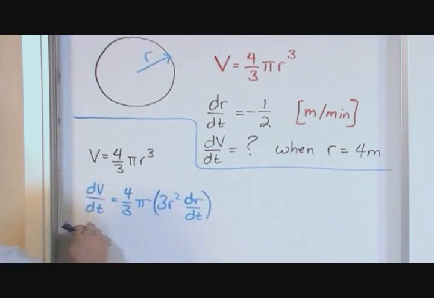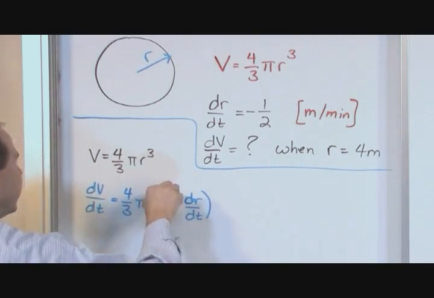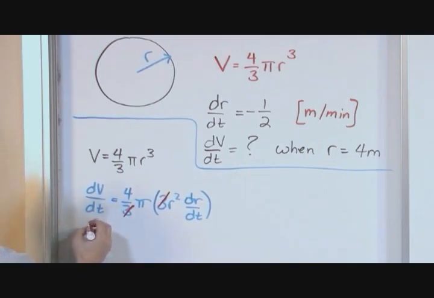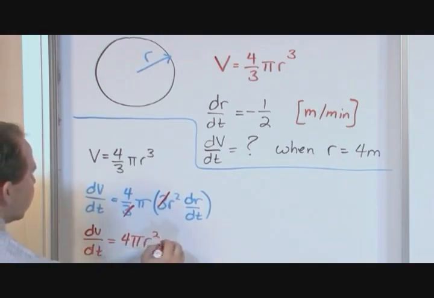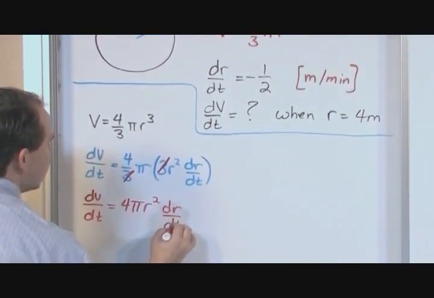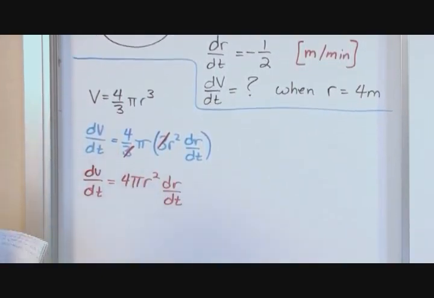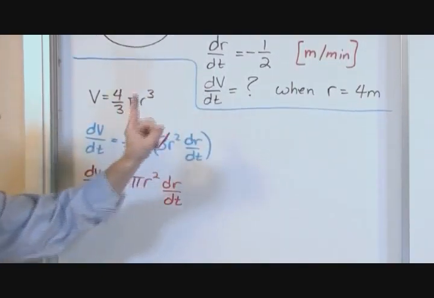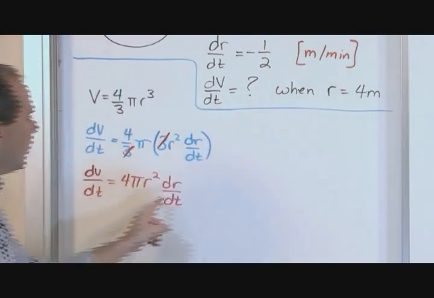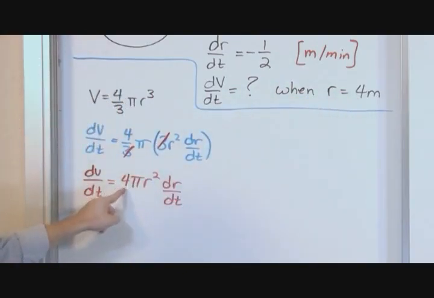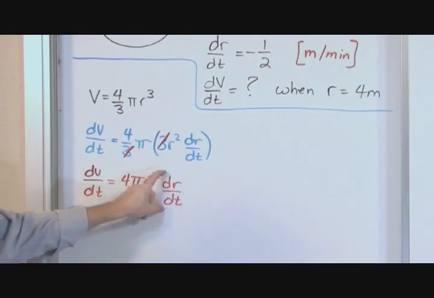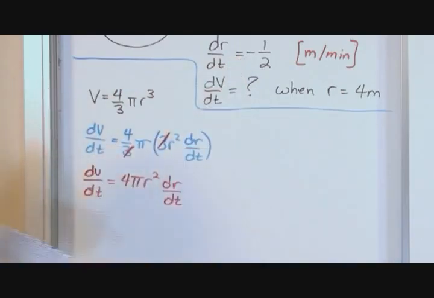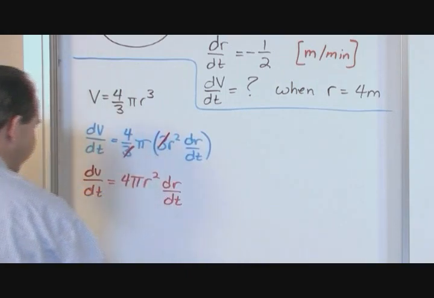Now notice what we've done. We've got this guy, and this 3 is going to cancel with this 3. So what we're going to eventually have is dV/dt equals 4 pi r squared dr/dt. Now look at what we have. Let's see what we're given. We're trying to find dV/dt, right? But we want to do it when the radius is 4 meters. We can put the radius of 4 meters in here. This is a number, this is a number, this we know. dr/dt is given to us as -1/2. So we actually know everything on the right-hand side of this equation.